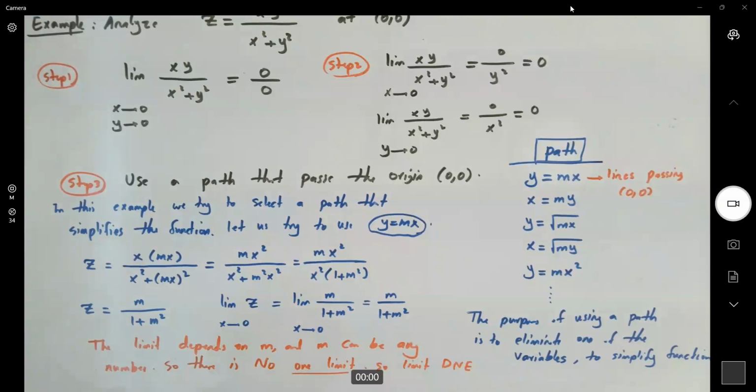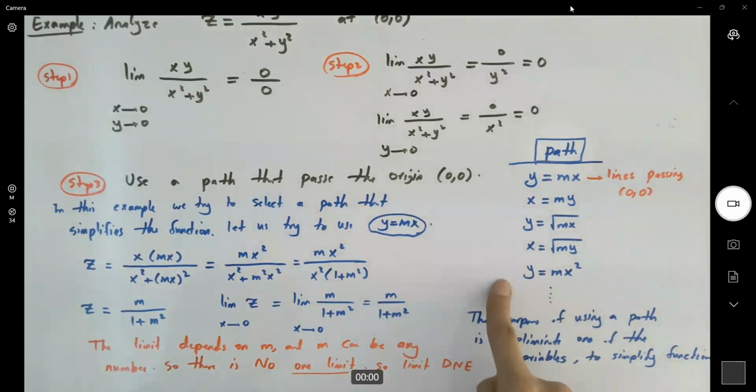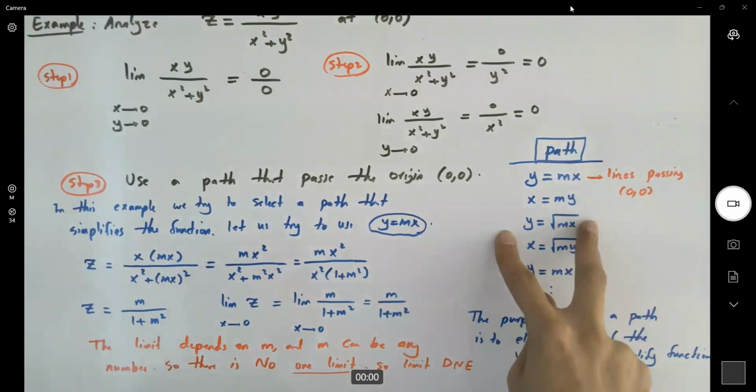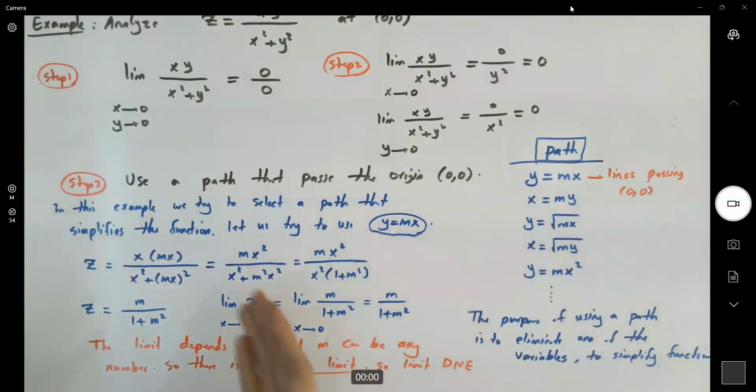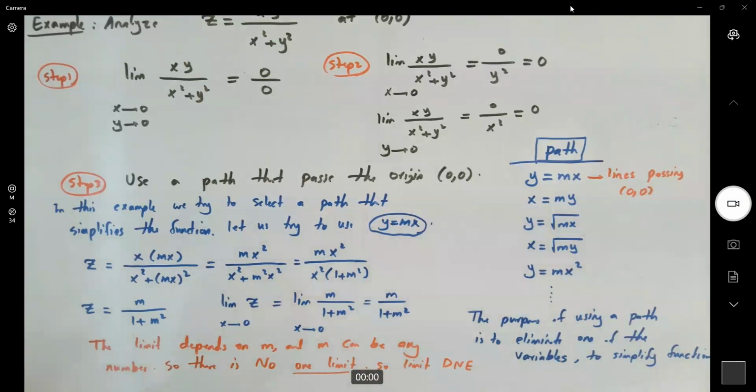So again, when you're using a general path, you're choosing a path that helps you to simplify the function. If you select, for example, a radical, it doesn't simplify the function. It just creates something more complicated for you. So by inspection, you need to select the path that works the best for your function.